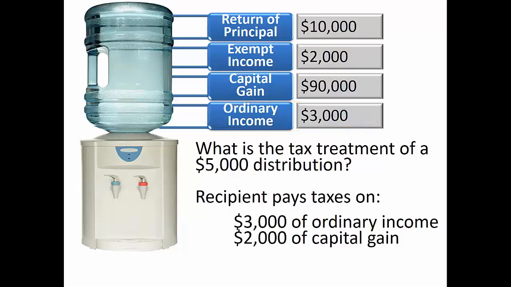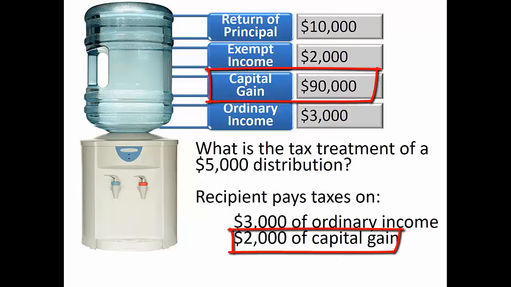Suppose instead the charitable remainder trust were required to distribute $5,000 to the annuitant. How would the annuitant report this $5,000 on her tax return? Because the trust is holding $3,000 of ordinary income, that is, earnings from the interest payments on corporate bonds, this amount must be paid out first. The remaining $2,000 would be paid from the $90,000 of capital gain held by the trust.